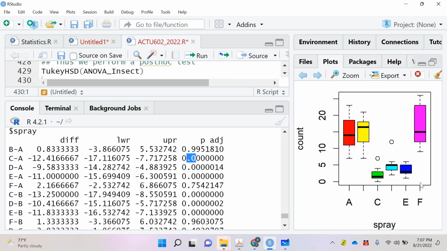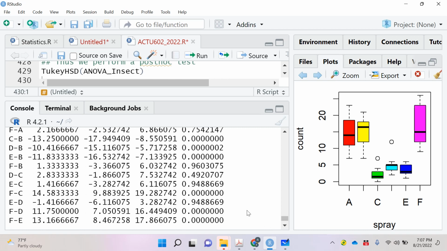Sure. So we have already considered A and B. We know that B is larger than A, or B is higher in terms of the count than A. What we don't know is B and F, right? So I can rule A out now. Then I consider only what? B and F. So we go down and check B and F. B and F is here.